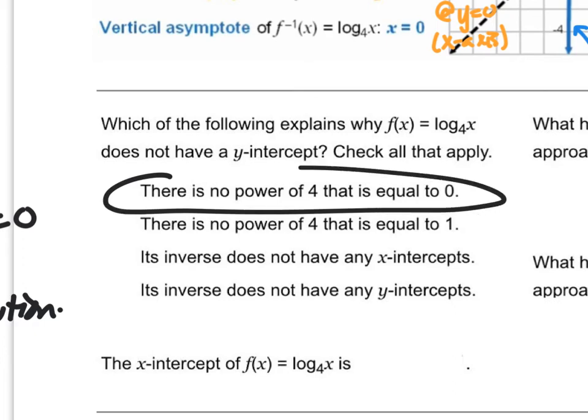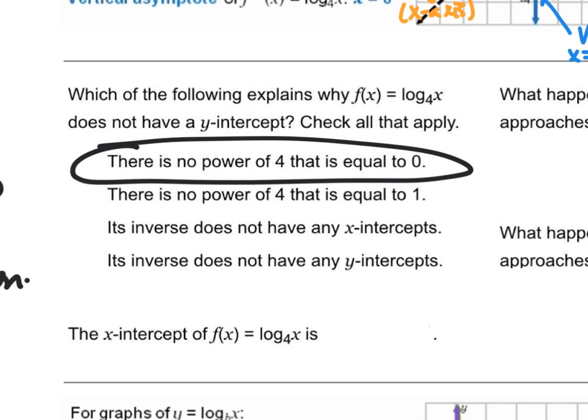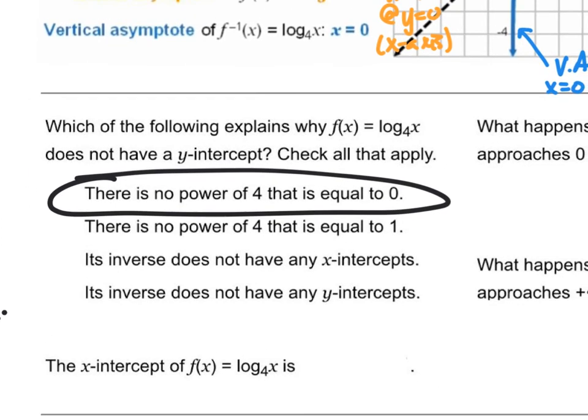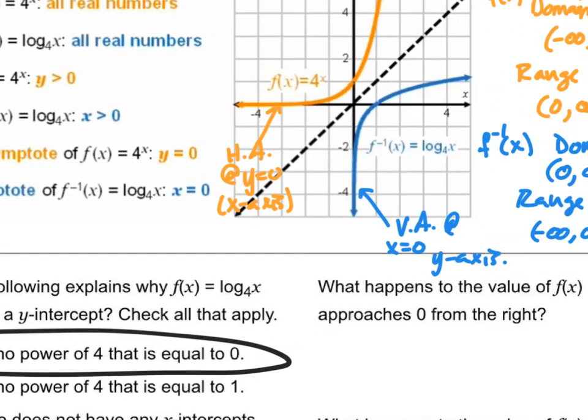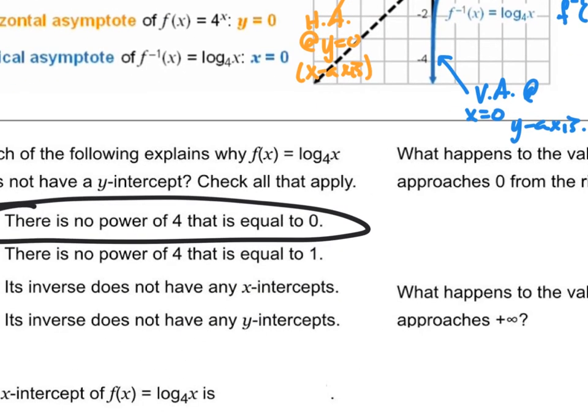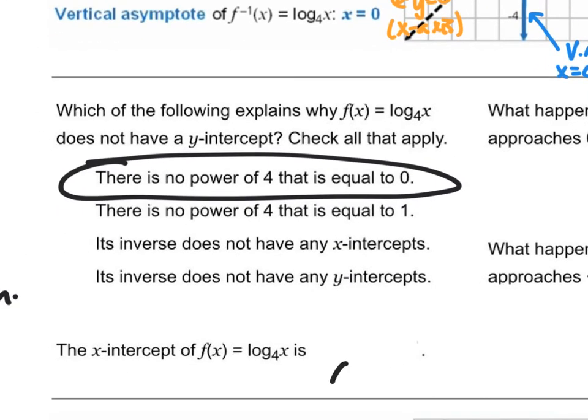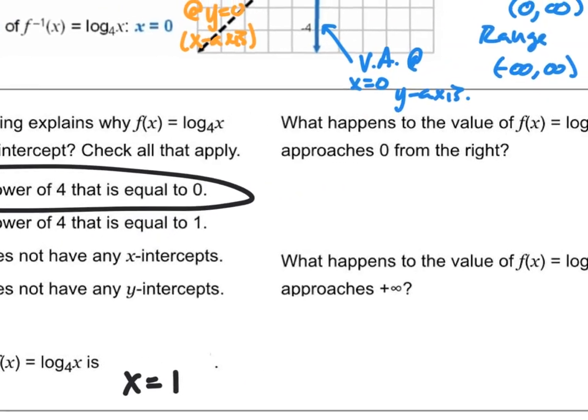And so the answer to this question is this. And then it asks, what's the x-intercept of that log function? And that point here is going to be the point (1, 0). The x-intercept is always going to be at x equals 1. That point is always going to be on the graph.